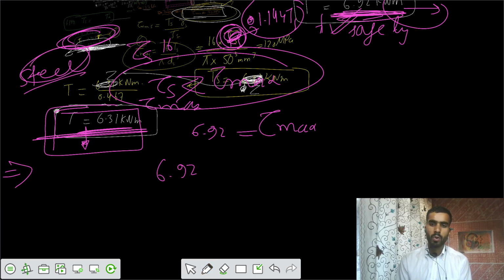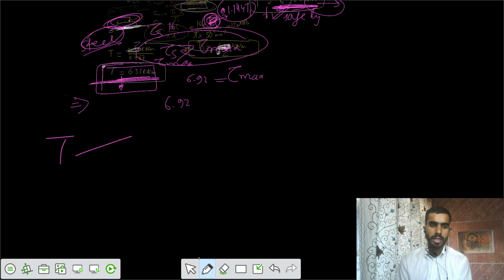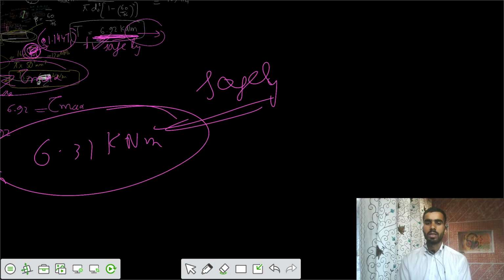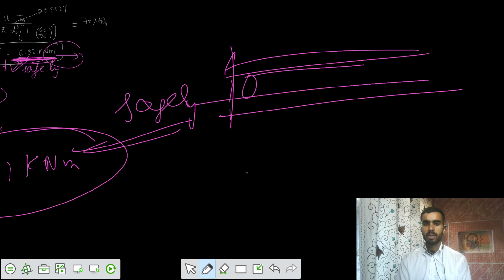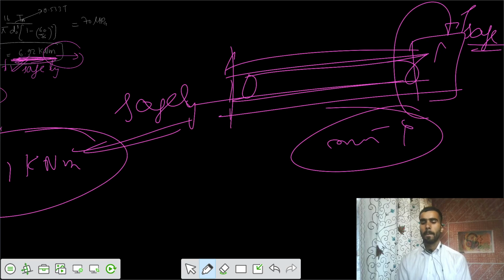So you need to ensure that both materials are safe. That means out of those two values of T, you should take the minimum value, that is 6.31 kilonewton meter. So this is the safe value of torque you can apply on this composite section, such that both materials have stresses lesser than the tau max values. Hope you enjoyed this problem.